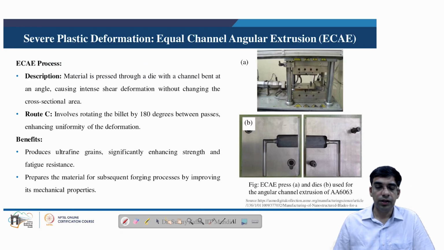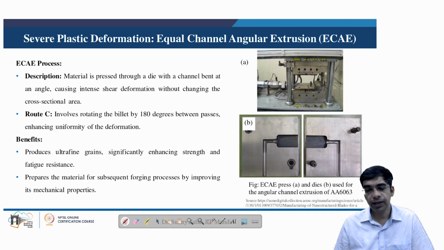So next process in the forging processes which are used in hydro turbine manufacturing involve severe plastic deformation processes. Although there are several severe plastic deformation processes, equal channel angular extrusion or ECAE process is popularly used. In this process, the material is pressed through the die with the channel bent at an angle, causing intense shear deformation without changing the cross-sectional area.